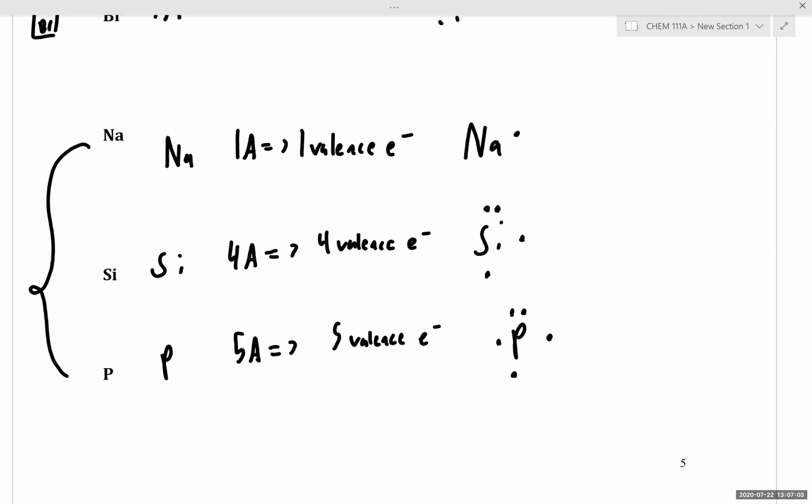Hey, Professor? Yes. When you place the dots, is it how many times you go around? No, it's how many total dots. Oh, okay. Yep, so do you notice how for silicon we have 4 valence electrons, so we have 4 total dots? And likewise for phosphorus, we have 5 total dots. It doesn't matter how you place them as long as the total number of valence electrons that you're noting is correct. Okay, thank you. Yep, perfect. Any other questions I can address? If not, let's keep going.